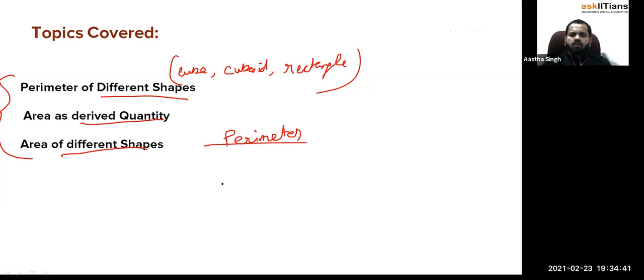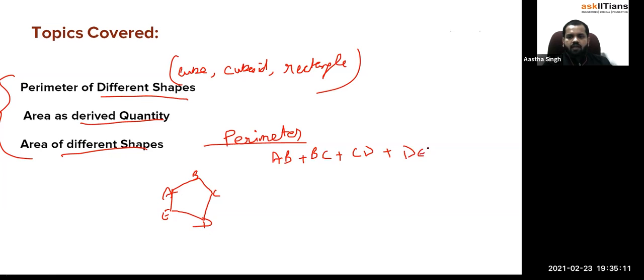If I give you any irregular or regular shape, say A, B, C, D, E, and we need to find its perimeter, just go through all the boundaries and add the lengths. So just add AB plus BC plus CD plus DE, making sure a length is not repeated, plus EA. This is basically your perimeter.